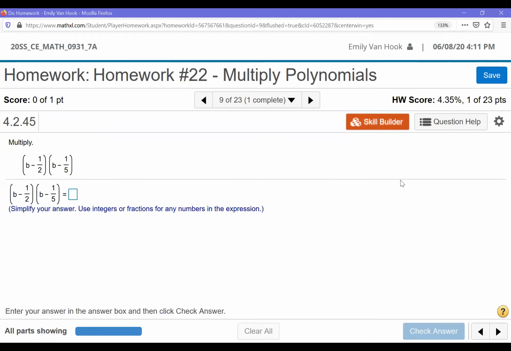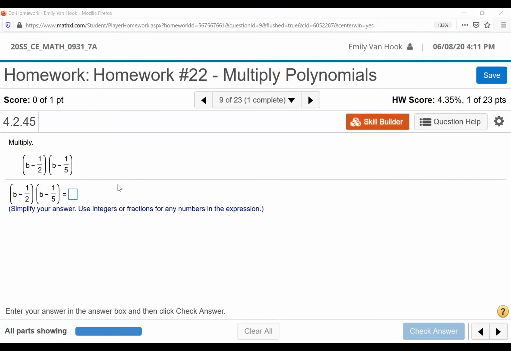Because the fraction example I gave you, I think things canceled out almost too nicely. So here's number 9 in homework 22. So we'll go ahead and just FOIL like we've been doing, or distribute like we've been doing. B times b is b squared. B times -1/5 is -1/5 b. B times -1/2 is -1/2 b. And then negative times negative is positive.